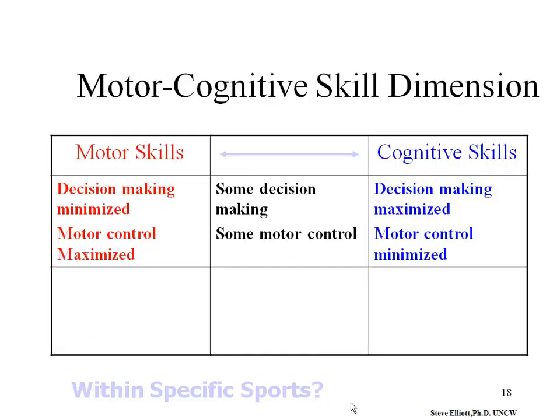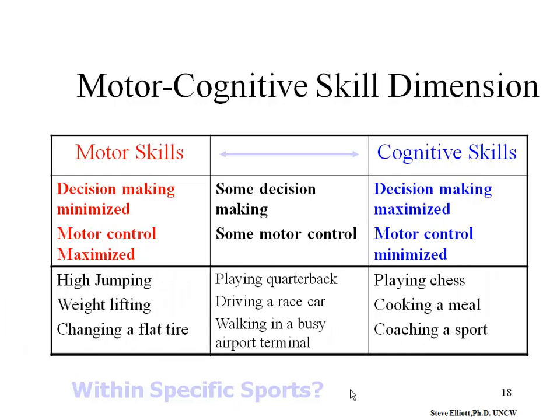To break those two down: with motor skills, decision making is minimized and motor control, or the physical part of the skill, is maximized. A cognitive skill, at the other end of the continuum for this classification, has decision making maximized and the motor control element minimized. And here's some more examples.